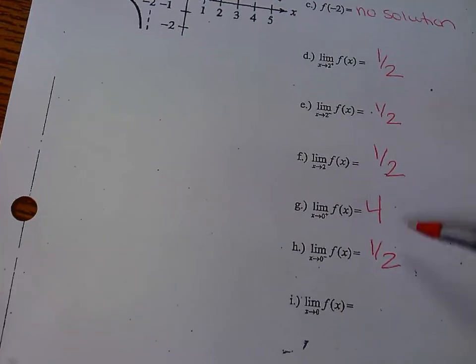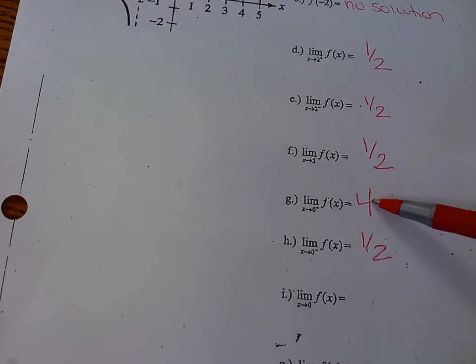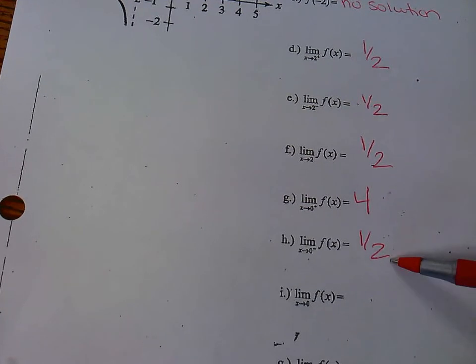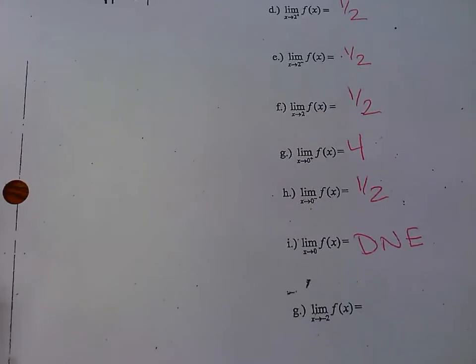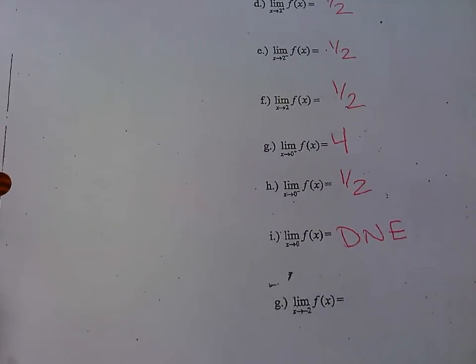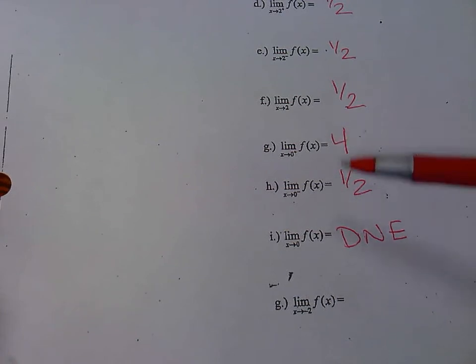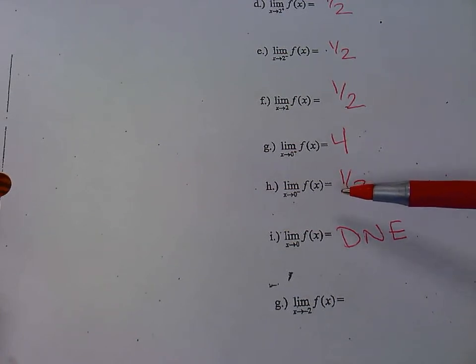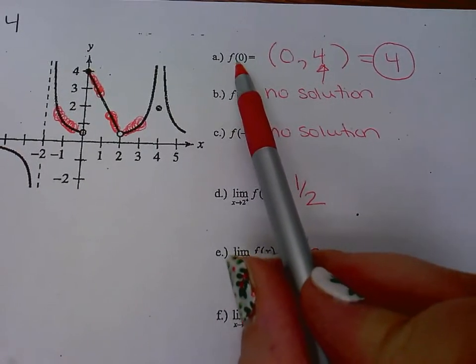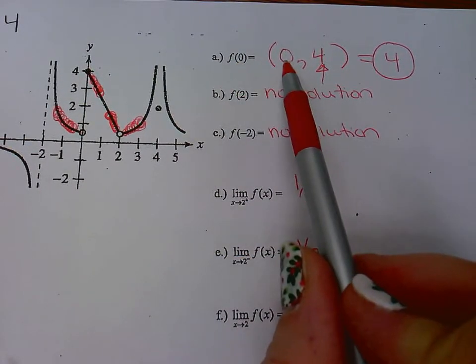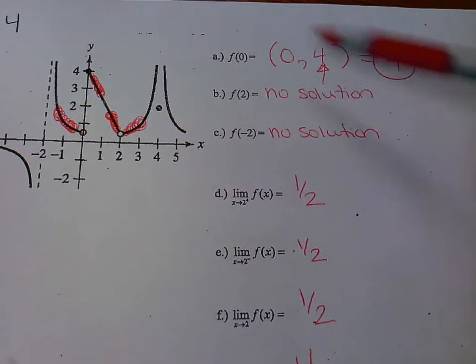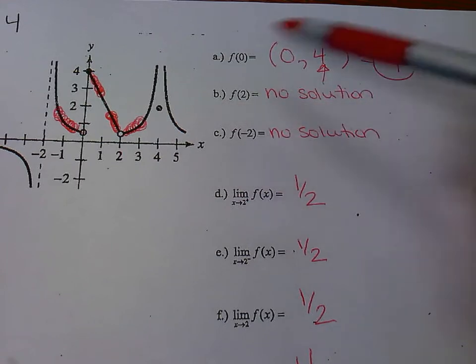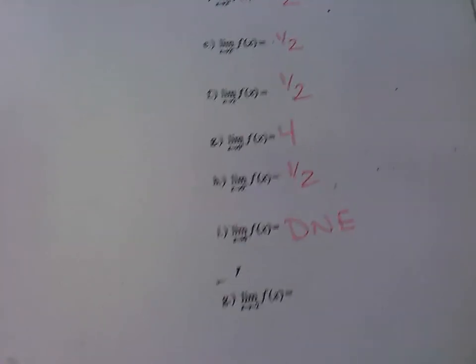Do those two things match? Is it approaching the same value from the right and from the left? No, it is not. So we call the limit does not exist. So the limit can only exist if it's approaching the same value from the right as it is from the left. And if you look up at the top, function notation 0 actually did have a partner, right? 0, 4 was actually a coordinate on this graph. So whatever the function of that number is can be different than the limit at that number.